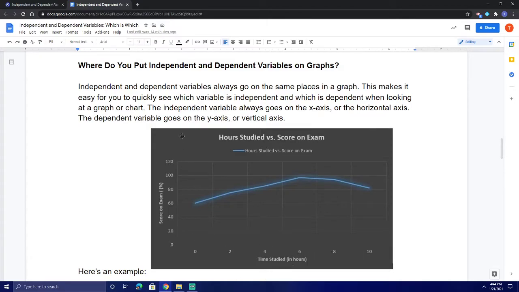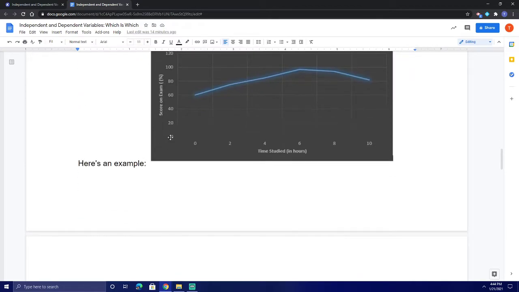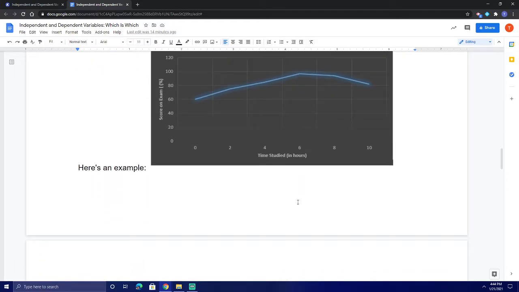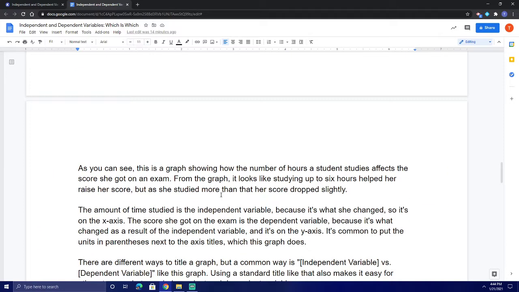The dependent variable always goes on the y or the vertical axis. Here's an example of that. You can see that time is our independent variable, and our exam score is our dependent variable. That is what we are measuring based on the amount of time studied. As you can see, this is a graph showing how the number of hours a student studies affects the score she got on an exam.